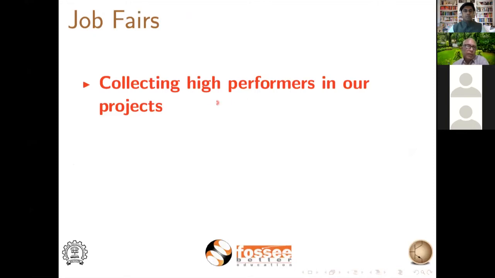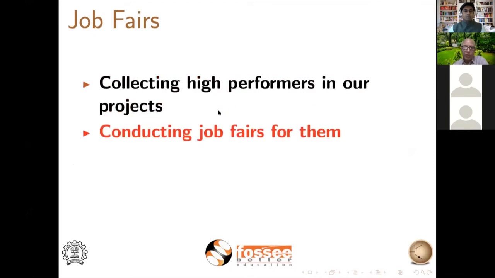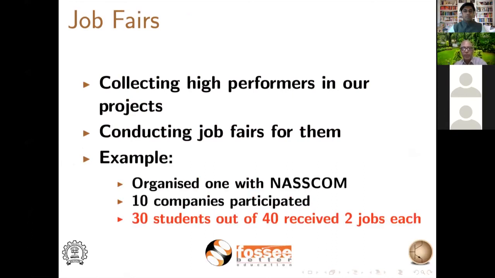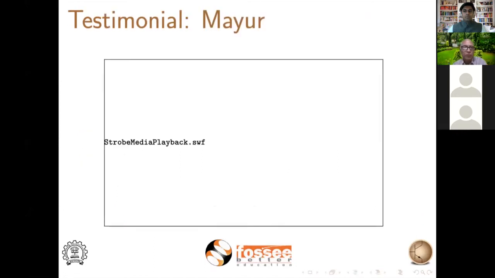We collect high performers in our projects. We conduct job fairs for them. For example, we organized one with NASSCOM. 10 companies participated. 30 students out of 40 who joined received 2 jobs each. In fact, they got 59 jobs in total.